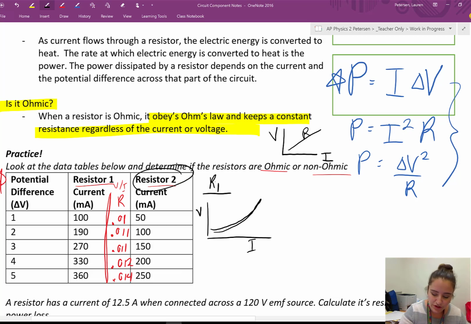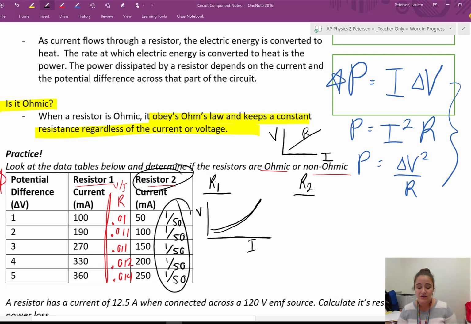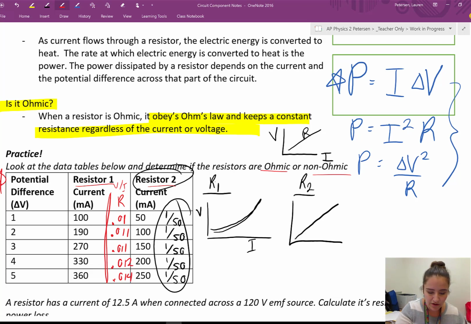But resistor 2, you'll see it's 1 over 50, 2 over 100, so 1 over 50, 3 over 150, which is 1 over 50, 4 over 200, 1 over 50, 5 over 250, 1 over 50. The resistance is constant. If you graphed it, it would be a very linear relationship, meaning that resistor 2 is ohmic, while resistor 1 is non-ohmic.